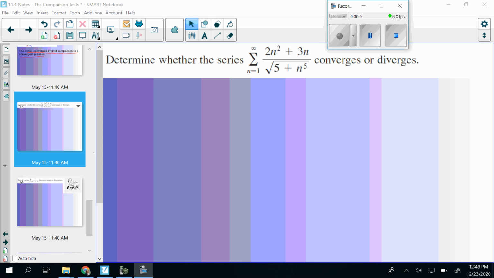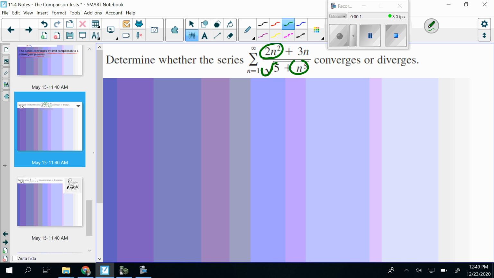All right, here we're asked to determine if this series is convergent or not. Well, let's see maybe a comparable one. On top, what's going to win out is the biggest power here. On bottom, what's going to win out is the n to the fifth, but it is under a square root there.